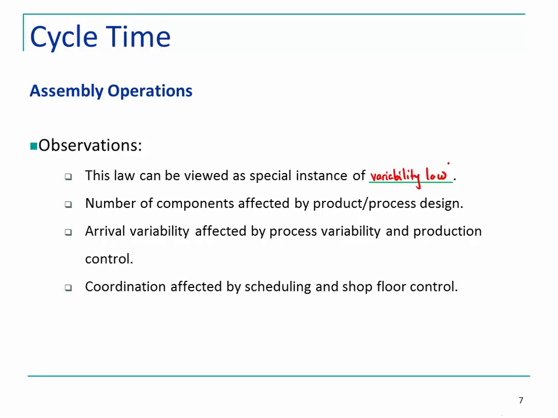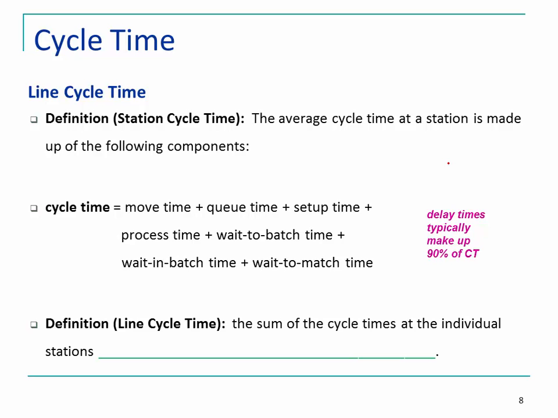So the number of components is affected by product and process design, the arrival variability is affected by the process variability, and the production control and coordination are affected by scheduling and shop floor control. Okay, so the next slide is basically a repetition of what I mentioned earlier, but now I'm putting that into an equation. So basically, the cycle time is the addition of all these components.